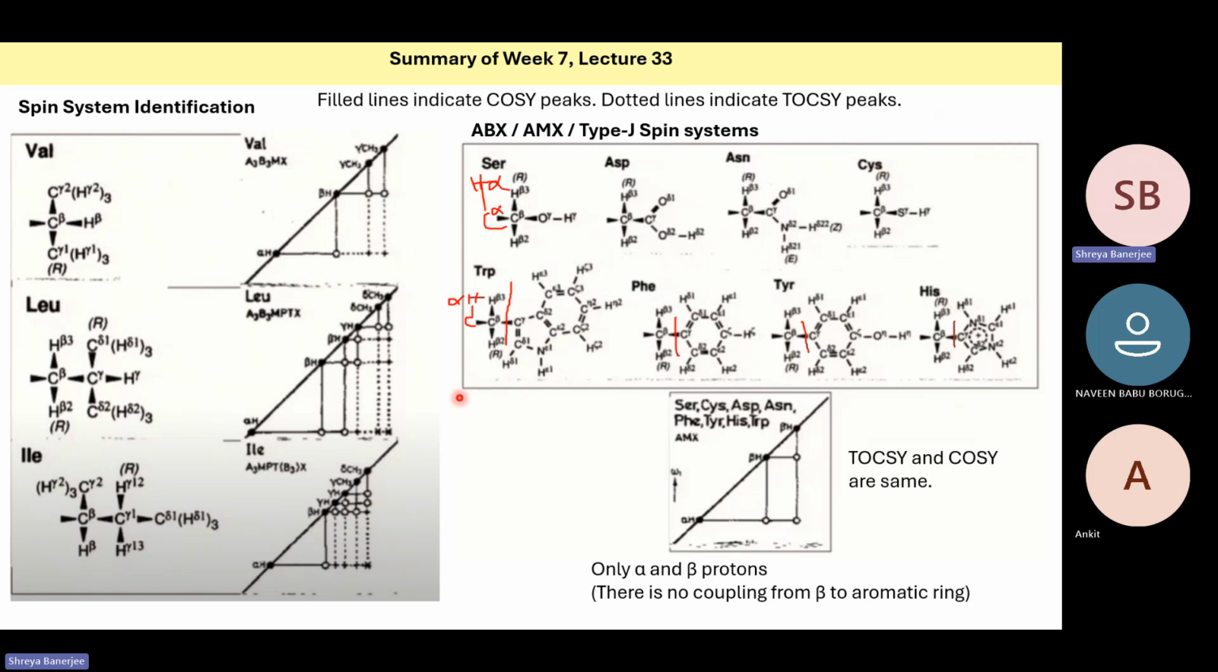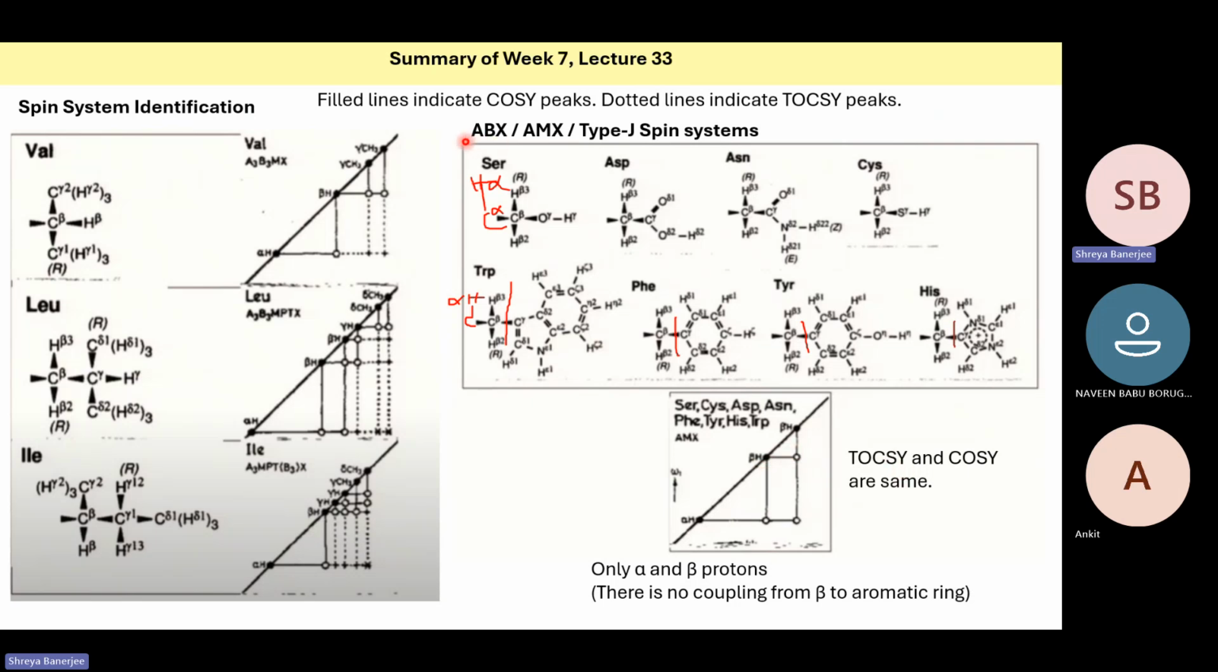If you are only looking at the aliphatic region, that is, we are not looking at the aromatic ring regions, you will see this kind of pattern where you have H alpha and 2 H betas. And H alpha is correlating to H beta 1, it is correlating to H beta 2, and the 2 H betas are correlating between themselves, which is the geminal coupling. And so this kind of pattern will be seen. In this case, TOCSY and COSY will be the same because you only have adjacent H alpha, H beta protons.